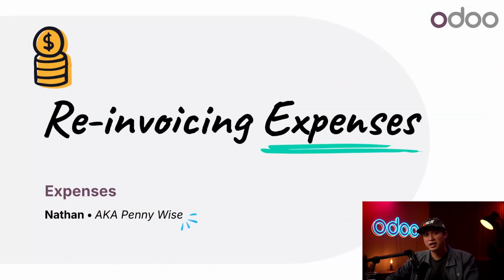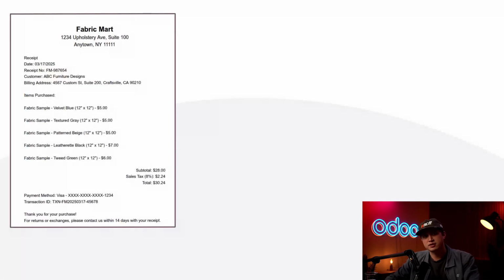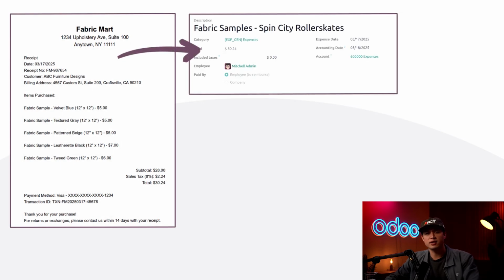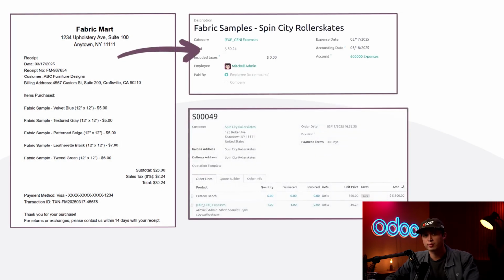Today, we're learning how to get reimbursed for expenses and how to reinvoice those expenses when we purchase materials or services on behalf of a customer. Sometimes it's necessary for employees to purchase work-related items for a customer, and instead of creating a separate invoice for those expenses, Odoo can automatically reinvoice expenses onto a customer's sales order, which helps eliminate extra paperwork.